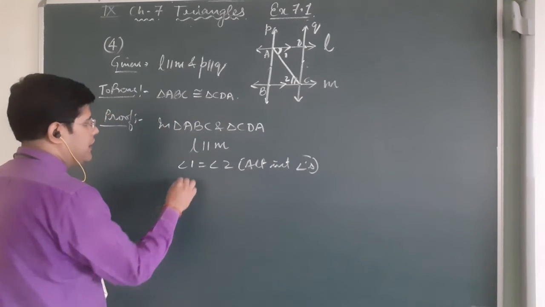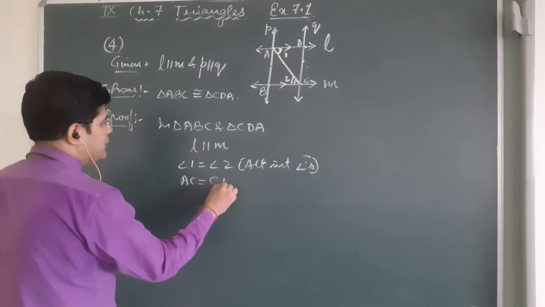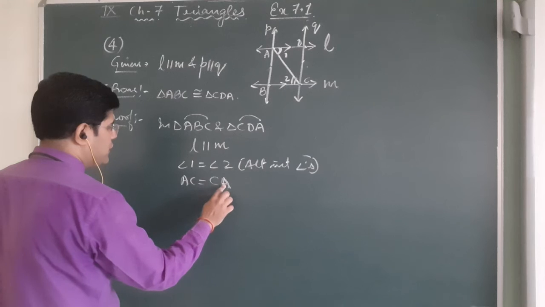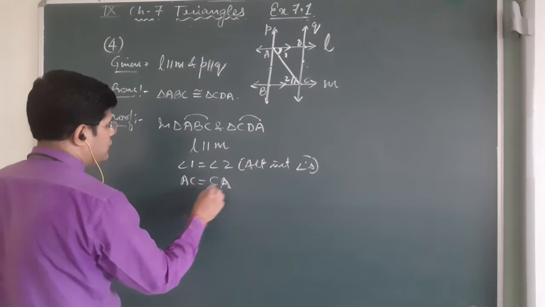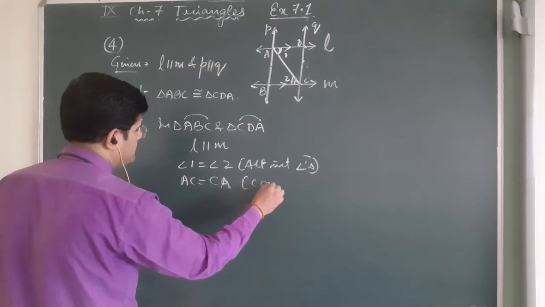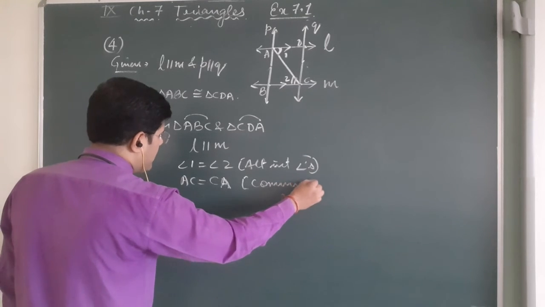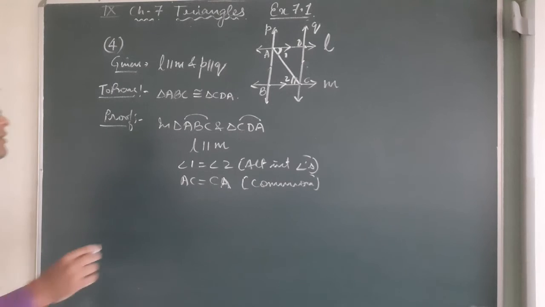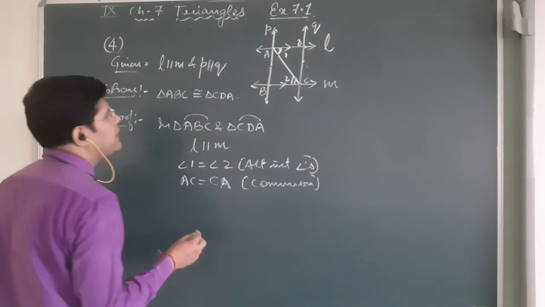After that, AC equal to CA. Here AC, here CA, not AC. AC equal to CA by common. This is the right manner. If you write AC, it will be correct, but not the right manner. So just follow the manner. You will gain something more.